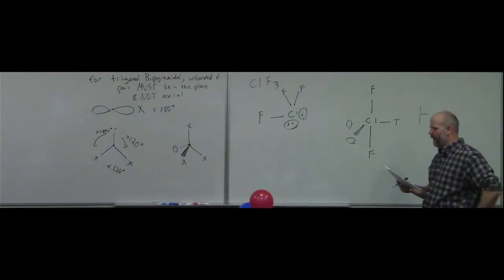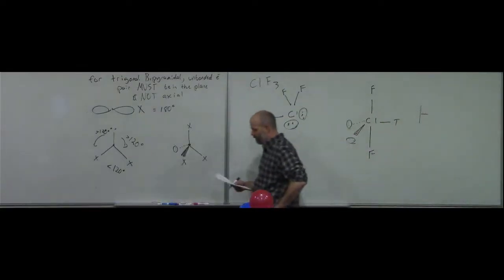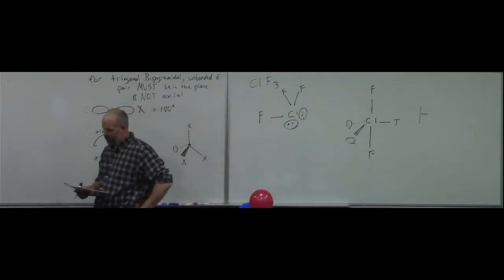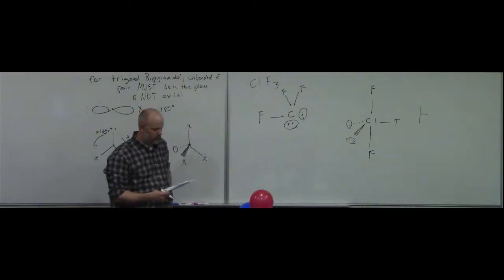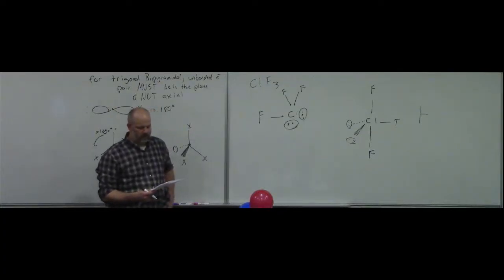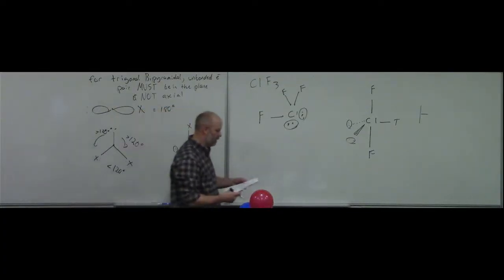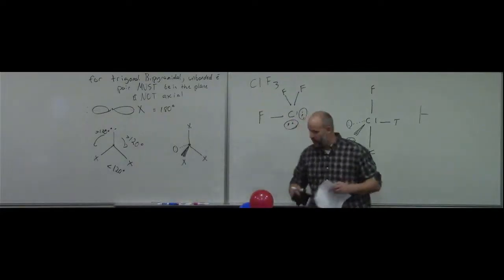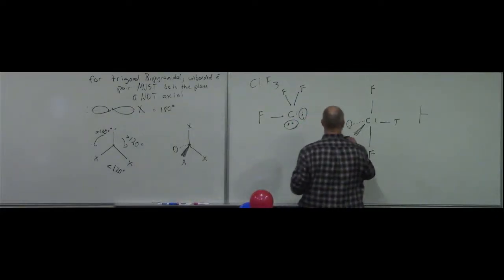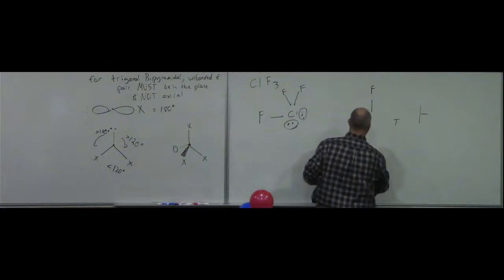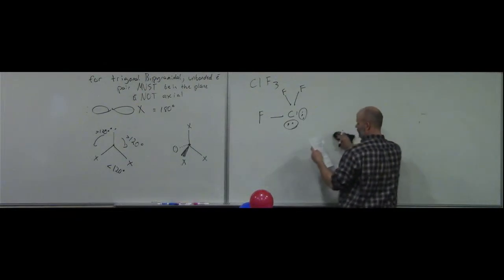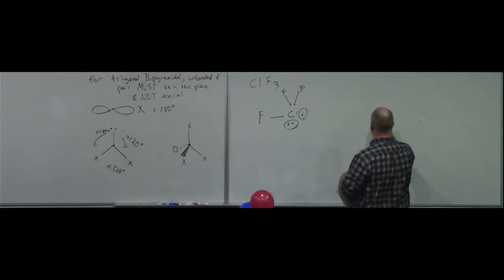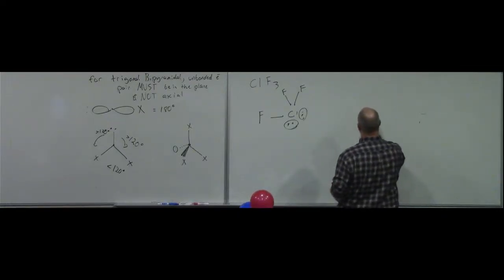When a central atom has 2 lone pairs and 4 bonding regions, we have an octahedral electron geometry. The 2 lone pairs are on opposite sides of the octahedron, though, 180 degrees apart. So let's do what that one would look like. So you're going to have a situation like this.